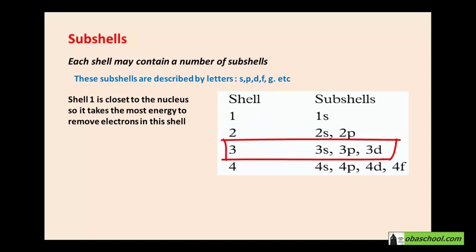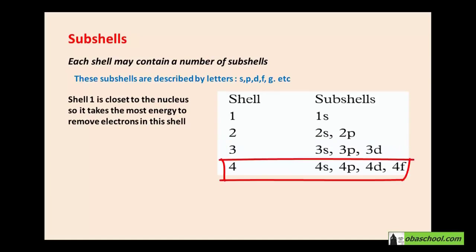In shell 3, there are 3 subshells, S, P, and D. The same thing happens. We put 3 to tell that the subshells are present in shell 3. In shell 4, there are 4 subshells, S, P, D, and F. We put 4 to tell that the subshells are present in shell 4.